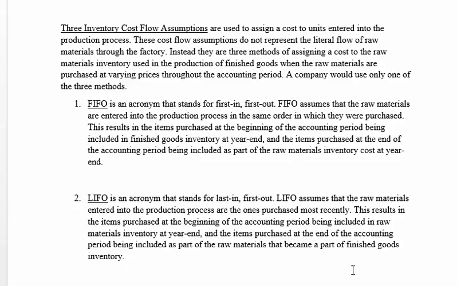It's just, at the end of the year, we want to assign a cost to the raw materials that were used in the production process and became a part of finished goods. And we want to assign a cost to the raw materials that are left in raw materials inventory. Just 3 different methods for doing that. So LIFO results in the items purchased at the beginning of the accounting period being included in raw materials inventory at year end, and the items purchased at the end of the accounting period being included as part of the raw materials that became a part of finished goods inventory.